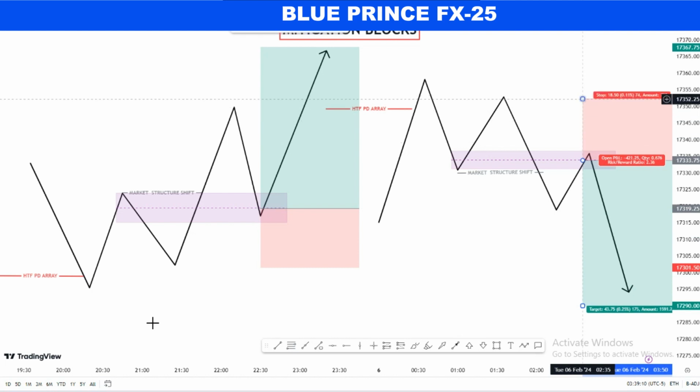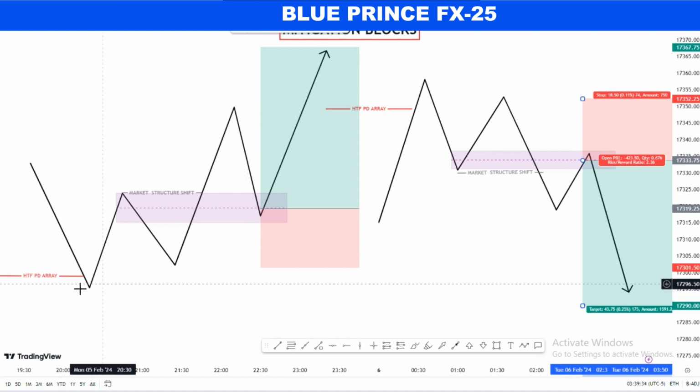But let me reiterate one thing, guys. This is a structural pattern, right? All structural patterns do not work if you do not have your bias. So you must know where your bias is going, from your daily, your 4 hour or your 1 hour, 15 minutes, depending on what you use to identify your bias. That's when you can use it.